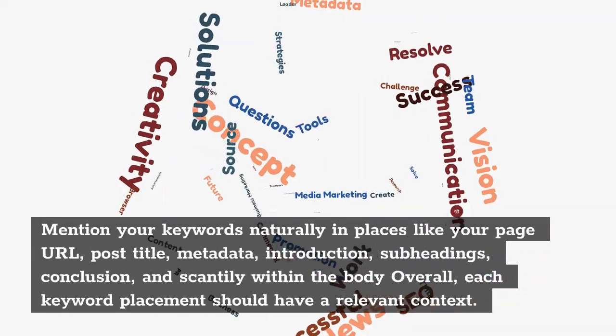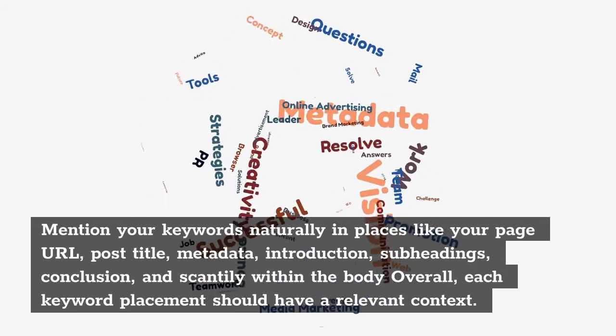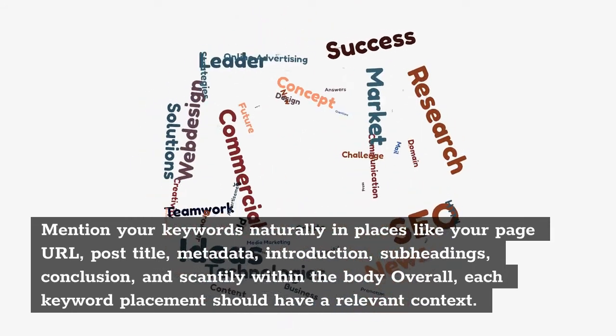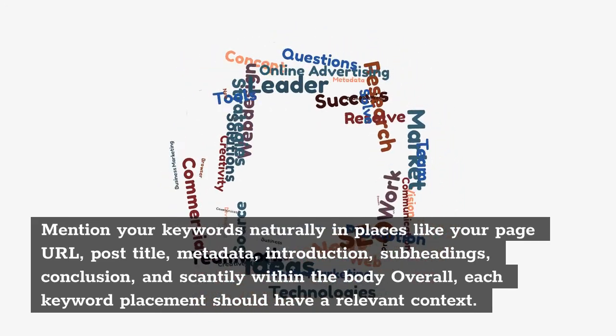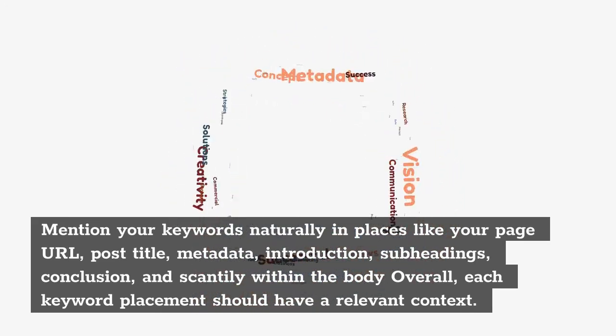Mention your keywords naturally in places like your page URL, post title, metadata, introduction, subheadings, conclusion, and sparingly within the body. Overall, each keyword placement should have a relevant context.